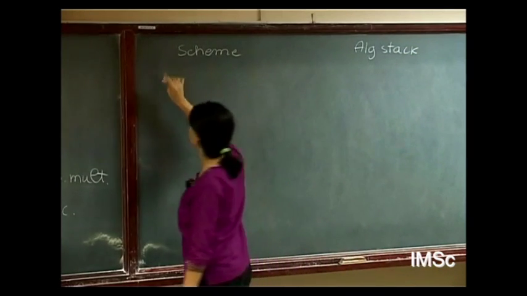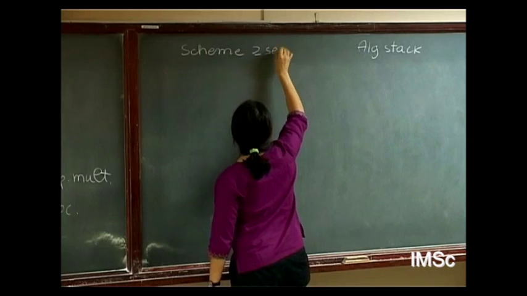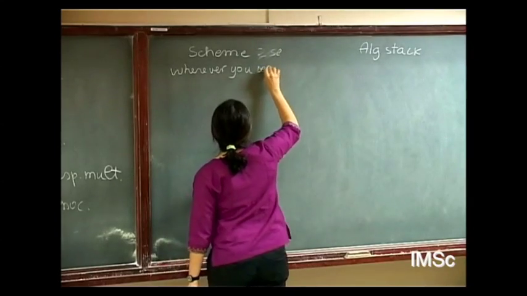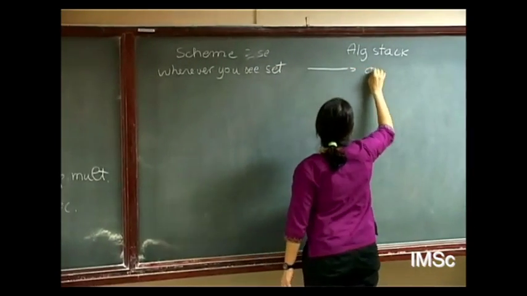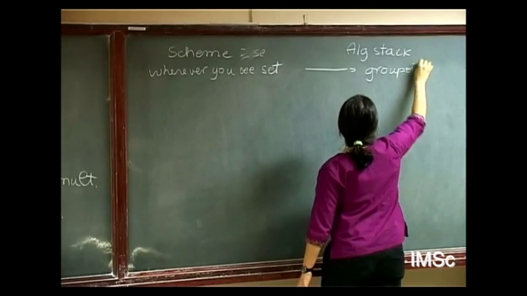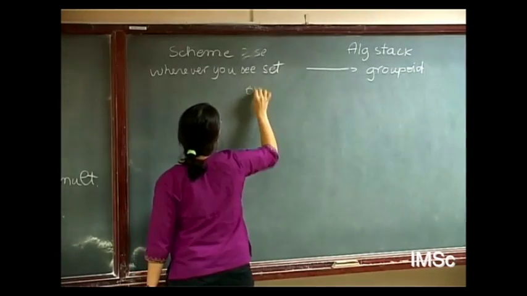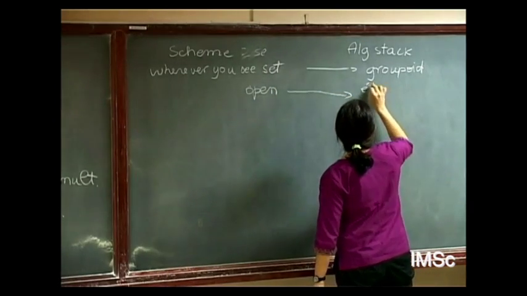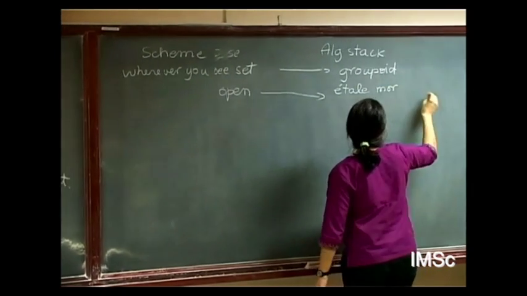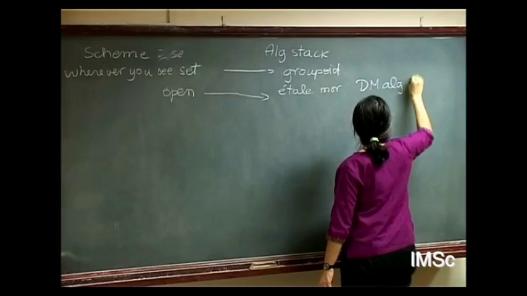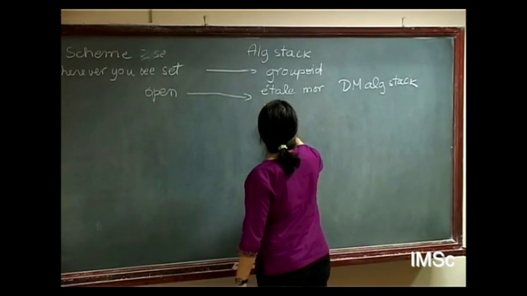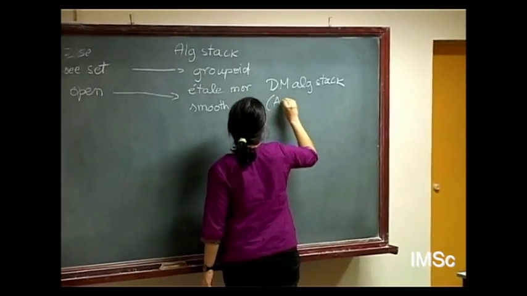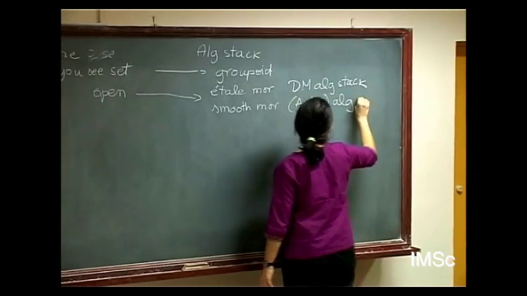by taking the definition. In the definition, wherever you see a set, you put groupoid, and wherever you see open, you put either étale morphism, and this defines the Deligne-Mumford algebraic stack, or smooth morphism, and this defines what I will call just algebraic stacks, but this is the Artin case.